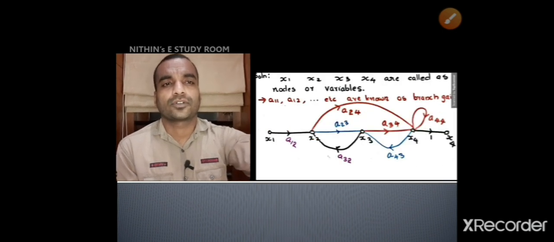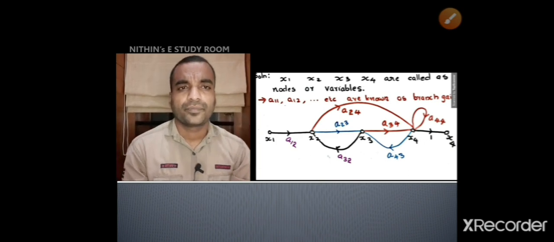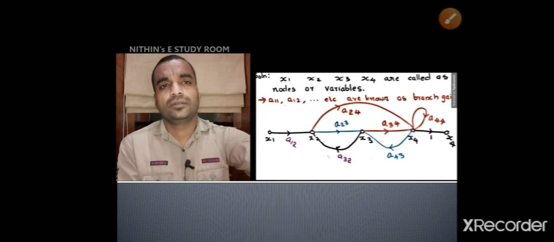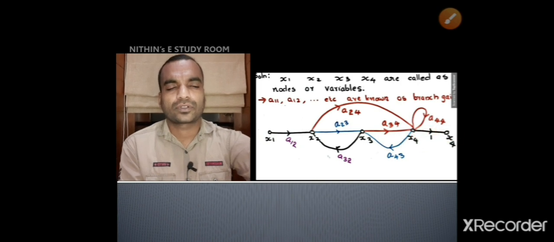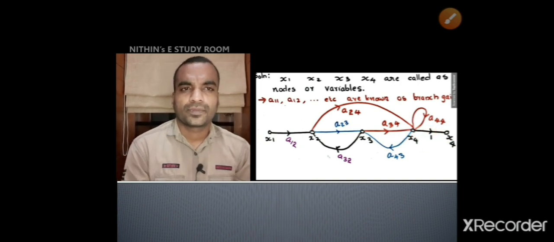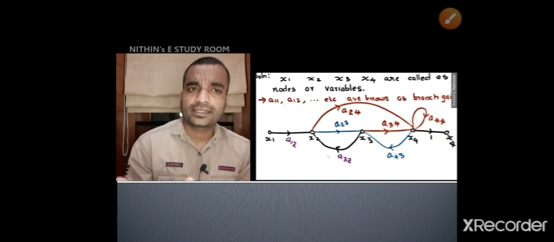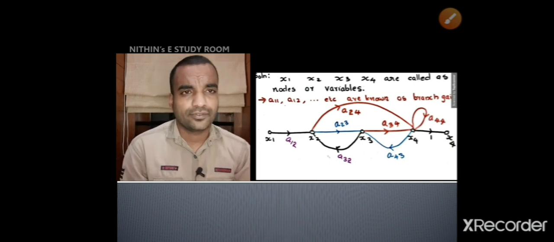So which are the forward paths? You have to connect from x1 to x4. So which are the paths? Okay, this is one path: x1, x2, x3, x4, because no node is repeating twice, and all the directions are successive arrow marks. So it is a forward path.